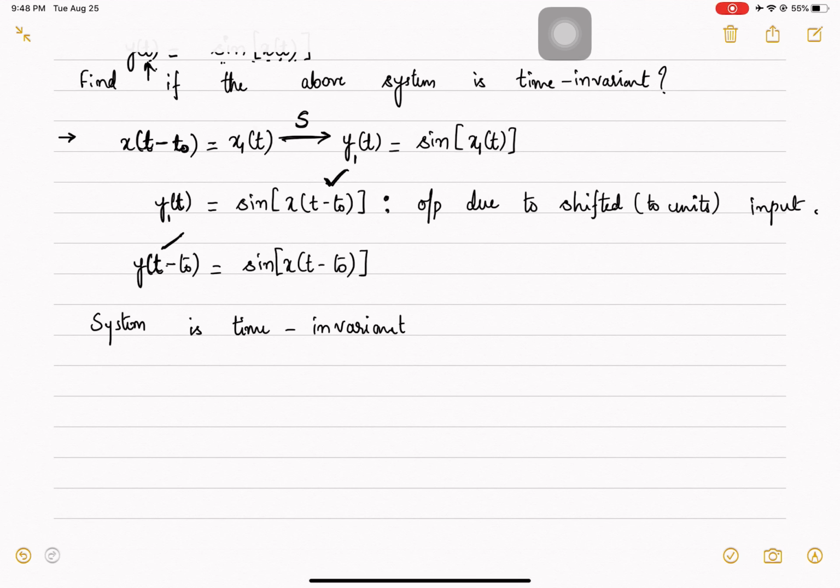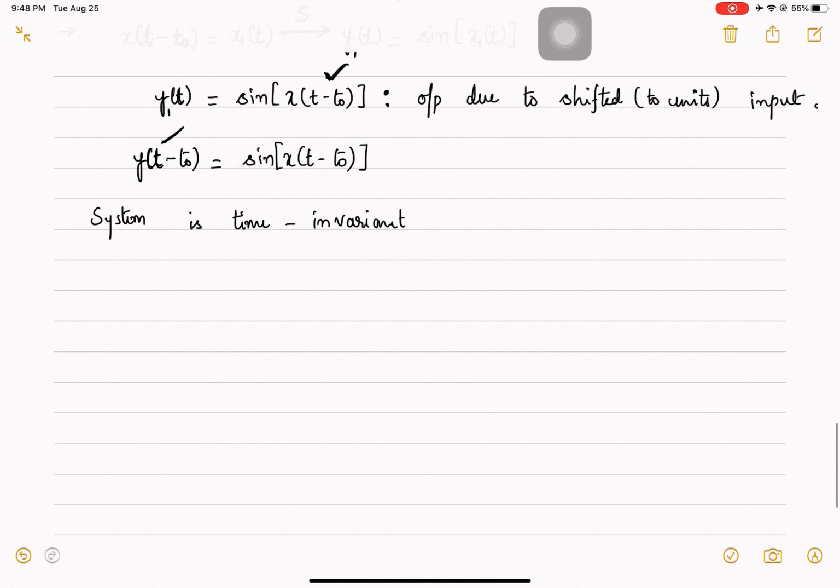Now let's take another example. This will be a discrete time case. As I told you in the second session, a discrete time system is a system that takes a discrete sequence as an input and gives you a discrete sequence as an output. These examples are available on page number 51 of the textbook that I mentioned, the second edition.